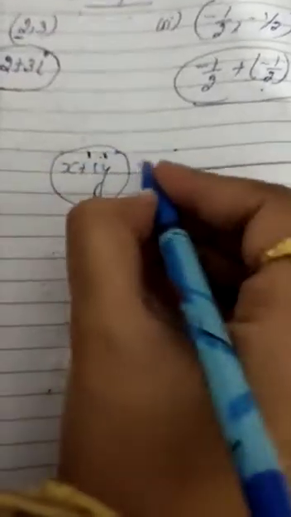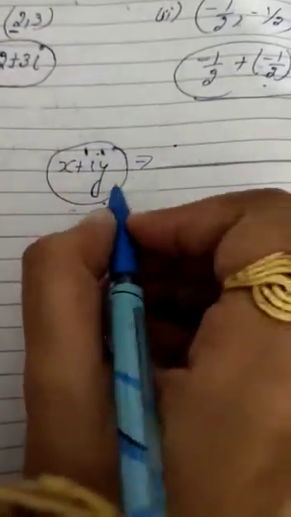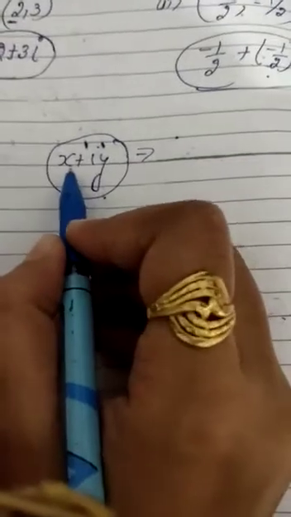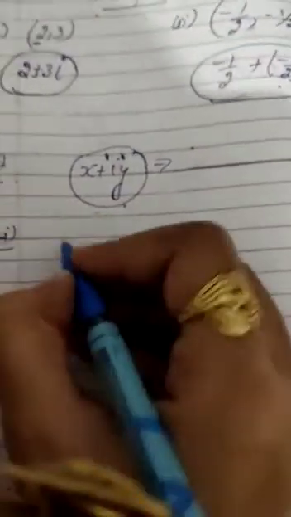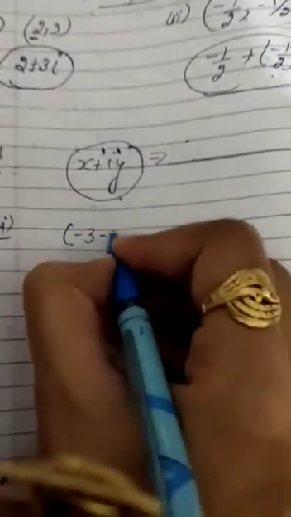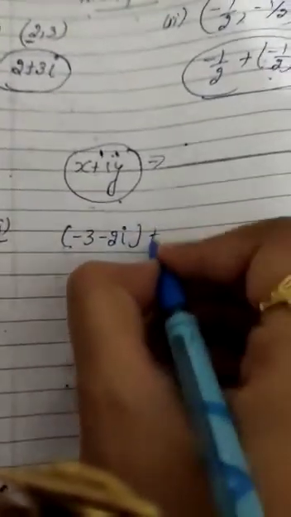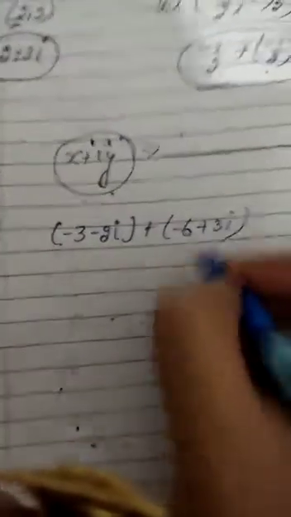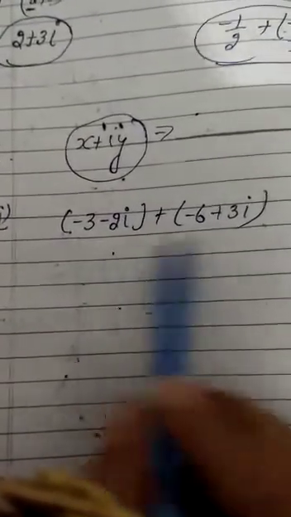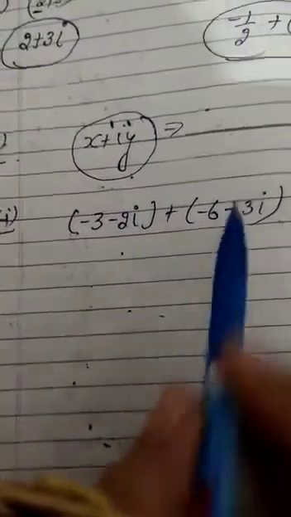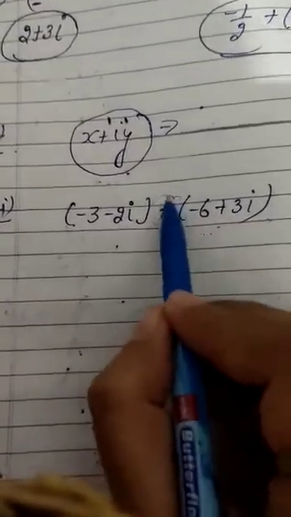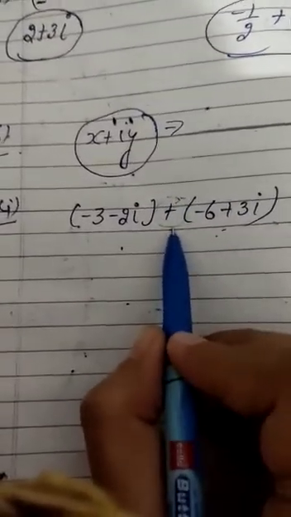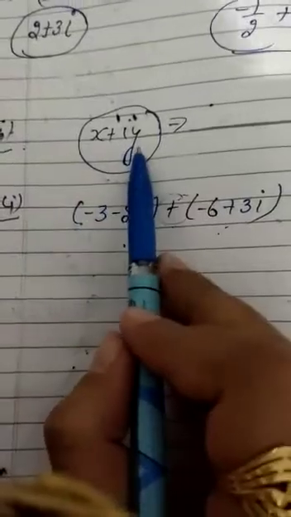So whatever operation they give, we have to perform it, and afterward we have to represent the number in the form of x plus iota y. The first part they have given is (minus 3 minus 2 iota) plus (minus 6 plus 3 iota). We have to first of all perform the operation. Here the operation given is addition, and after addition we have to represent this in the form of x plus iota y.